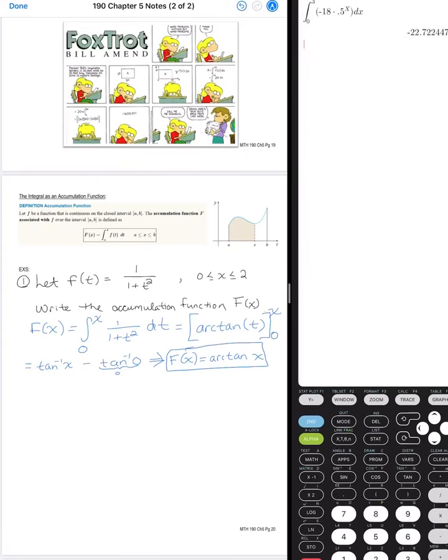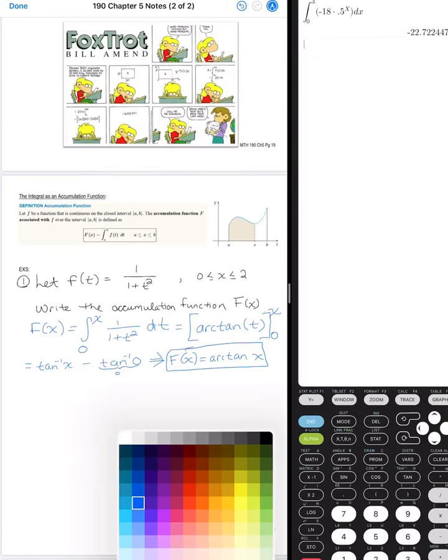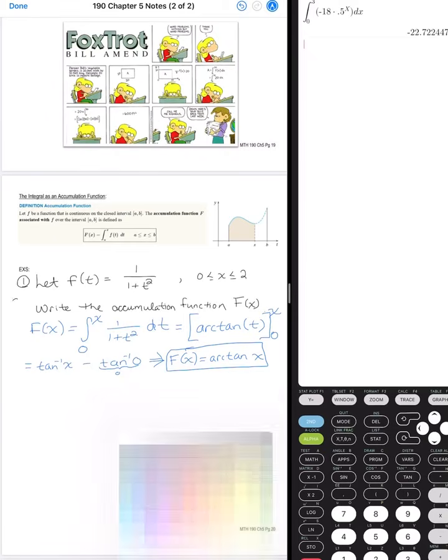Okay, let's add a couple other parts to this. We'll make that our part A, and then let's add on a part B. Let's find a couple of values on this accumulation function. Let's find f of 1 and f of the square root of 3.